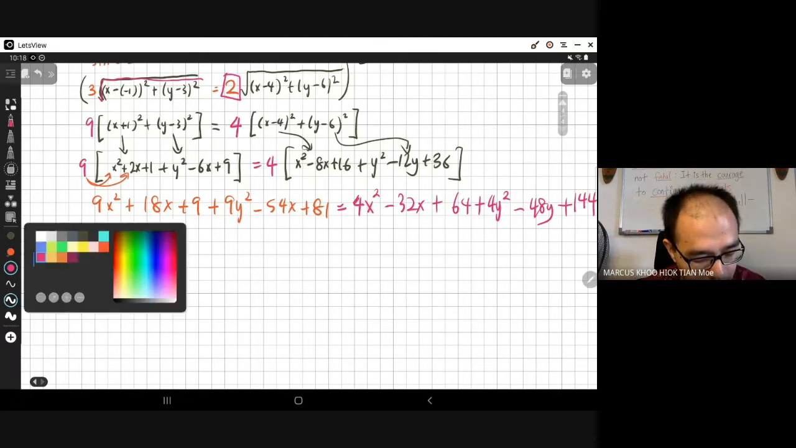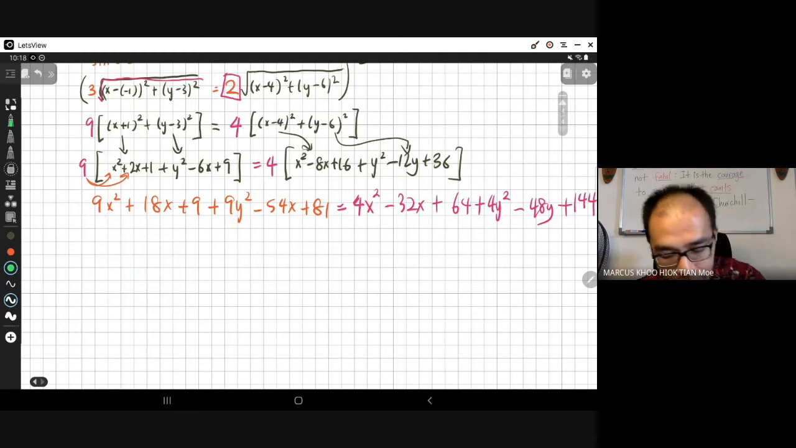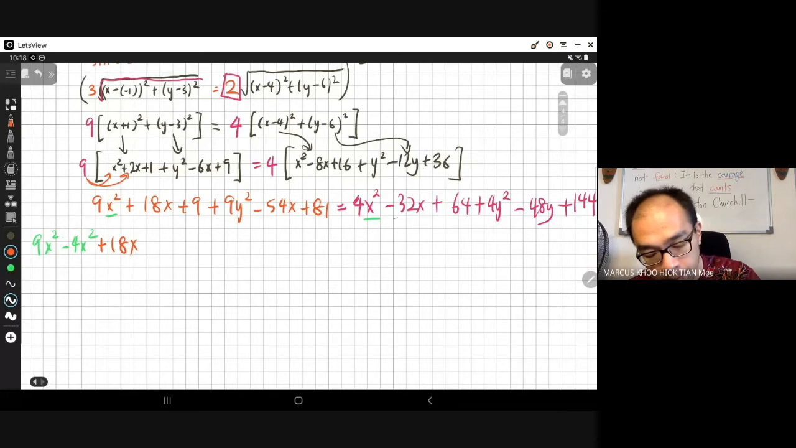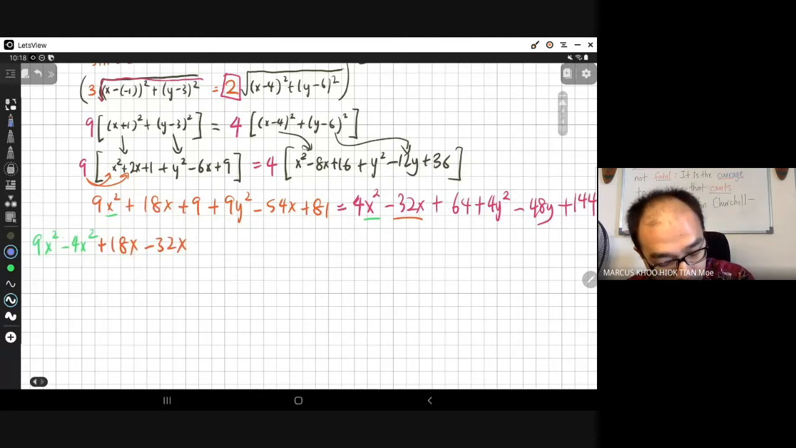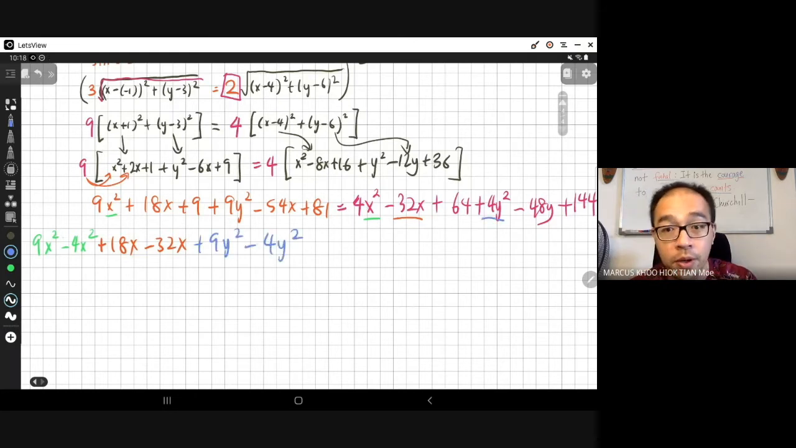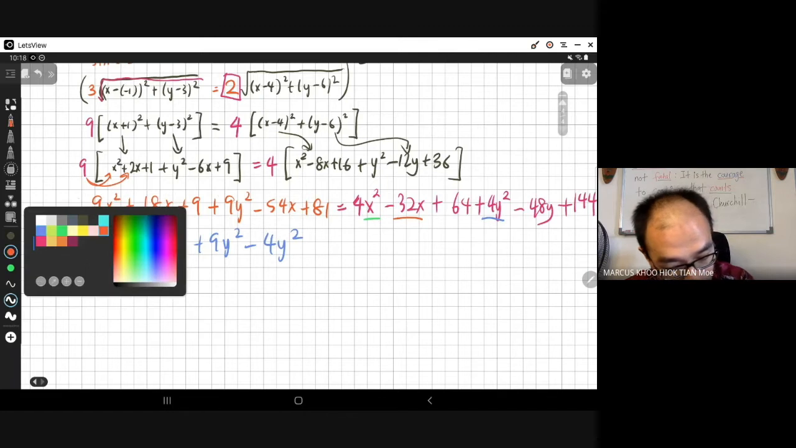So what I will get is, I settle the x squared first: 9x squared minus 4x squared, and then plus 18x minus 32x. Then let me bring the y squared: plus 9y squared minus 4y squared. I bring everything to the left side. This takes a bit of time, but it's just moving terms across. Oh, I detected a mistake. Here it should be y.